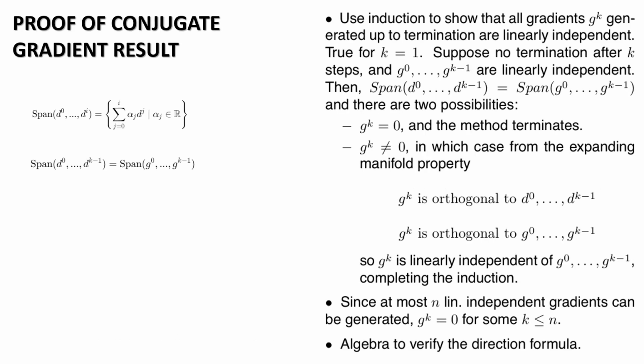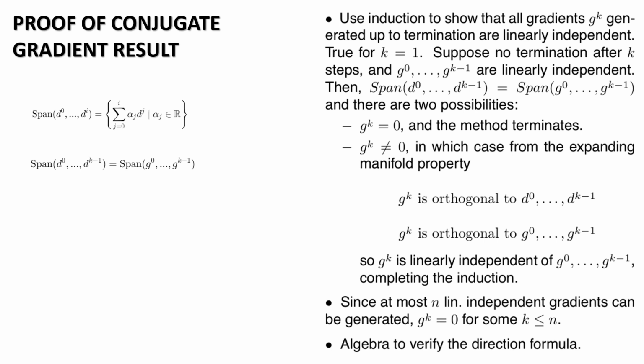Now let's prove the conjugate gradient result and explain why the gradients gk in the conjugate gradient method are linearly independent until termination. The argument is proven using mathematical induction and the expanding subspace theorem.